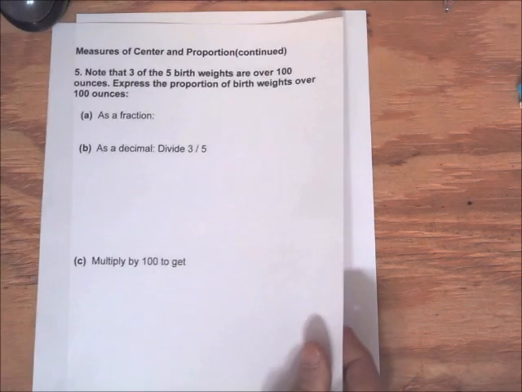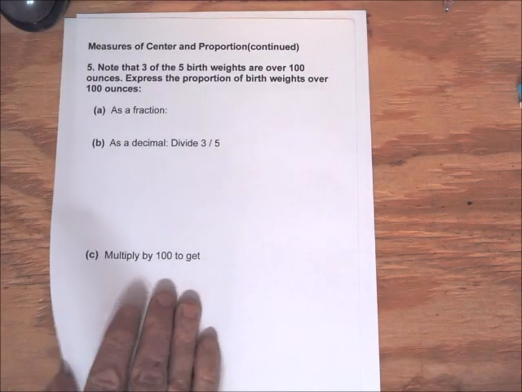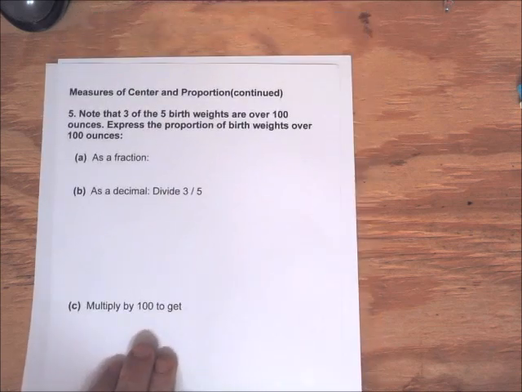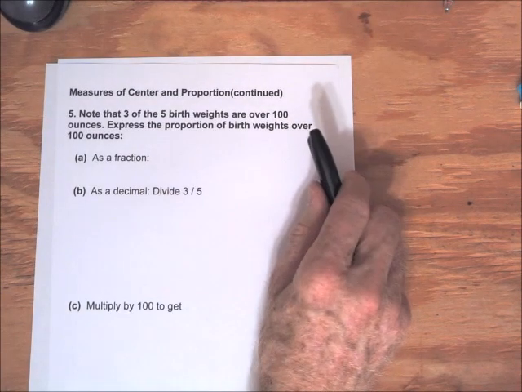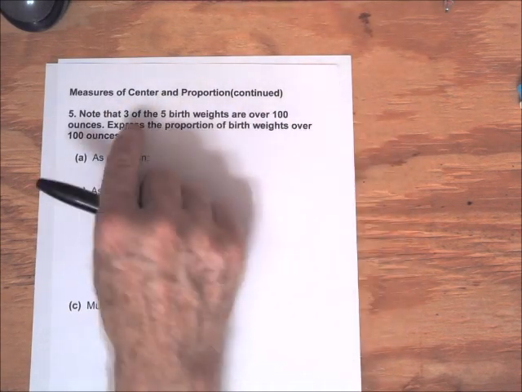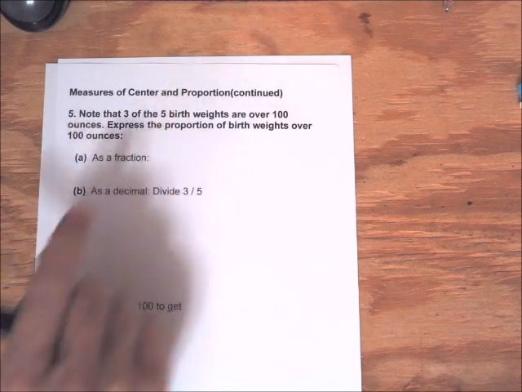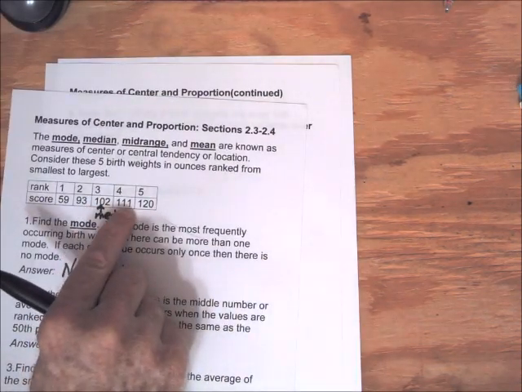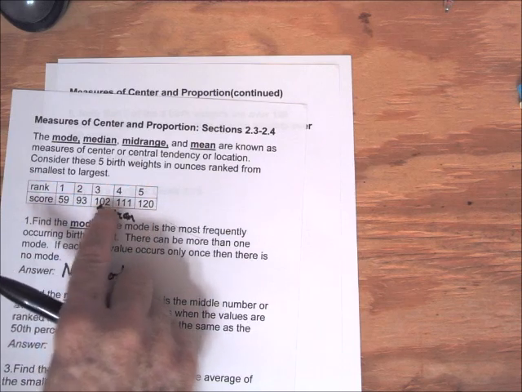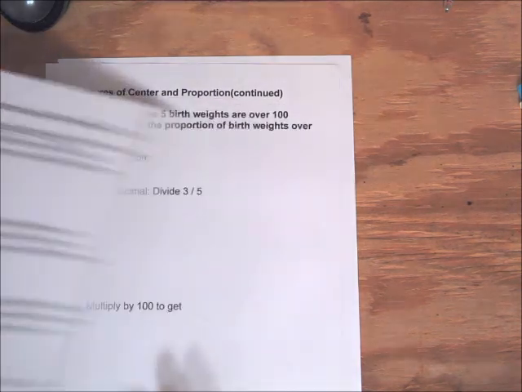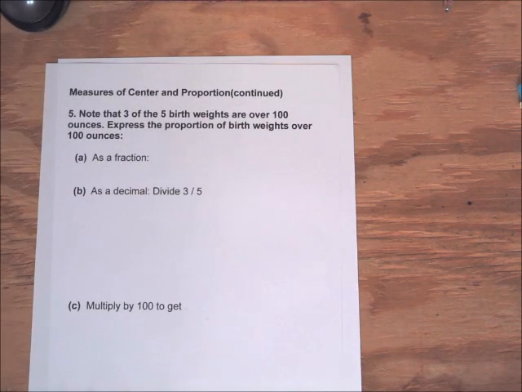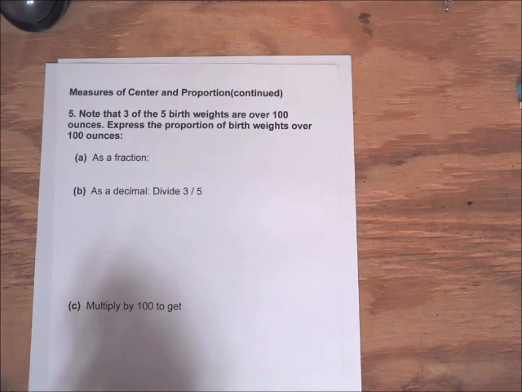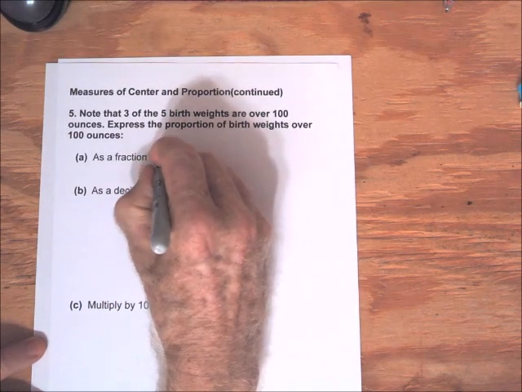We could also talk about the proportion of scores. If we look at the proportion of birth weights that are over 100, it's 3 out of 5. The 102, 111, and 120 are all more than 100. So that's three birth weights out of 5 over 100. As a fraction, the proportion of birth weights over 100 would be 3/5.